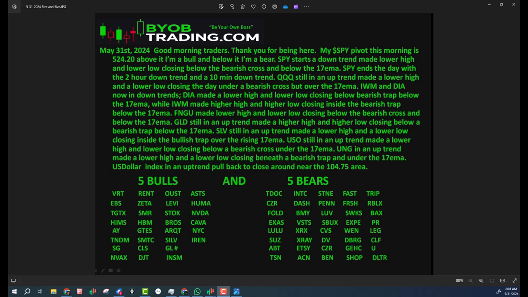SPY starts a downtrend, made a lower high and a lower low, closing below a bearish cross below the 17 EMA. SPY ends the day with a 2-hour downtrend and a 10-minute downtrend.